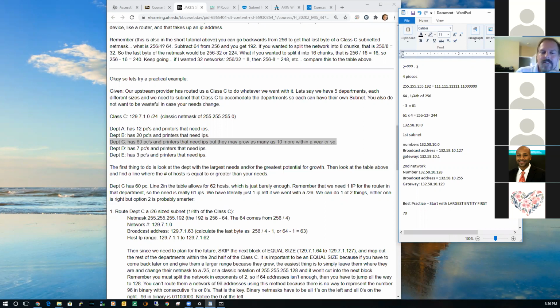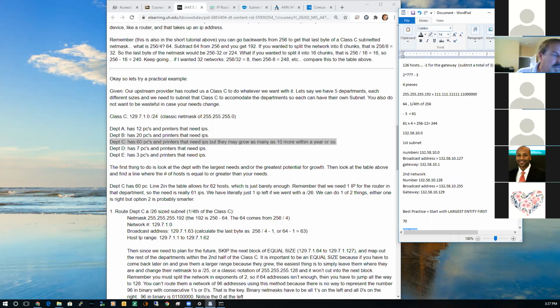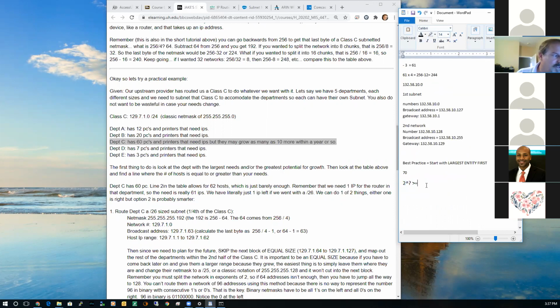How do we figure out first how big a network they need? Here's how you do it. What power of 2 is greater than or equal to the needs, in parentheses, 70, plus 3? This is actually pretty simple, I think. Of course, I've been doing it for a billion years.